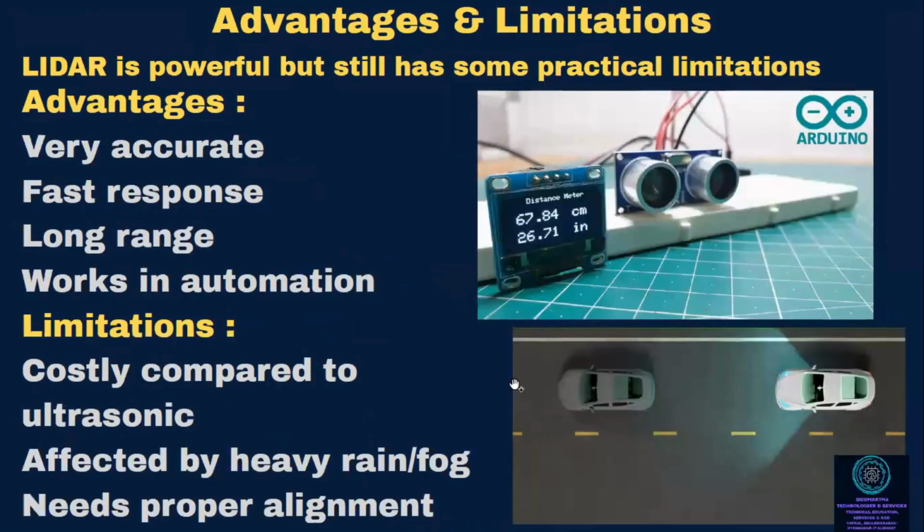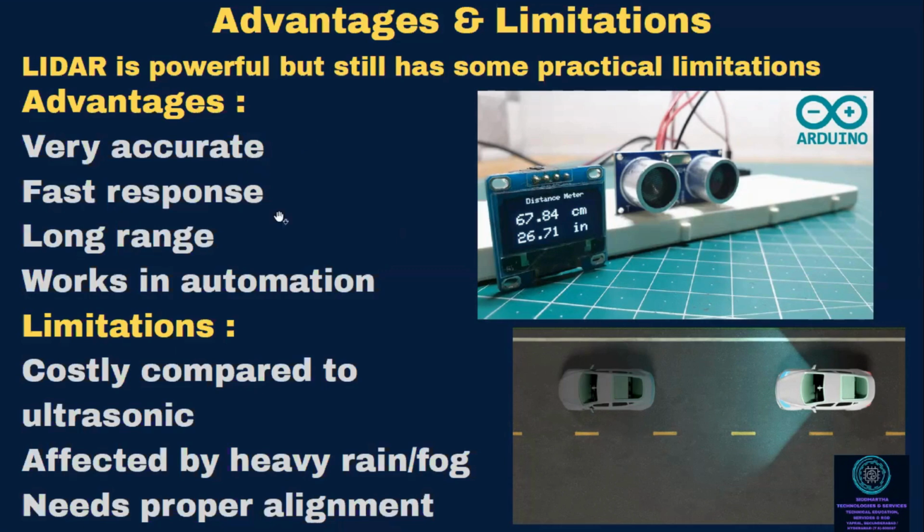Now, when we talk about this, there are advantages and also some disadvantages, so we should consider those things also. LiDAR is powerful but still has some practical limitations. Let's talk about the advantages first. Very accurate. If you compare, you can see on the right hand side there's an ultrasonic sensor, and distance is measured by the same, but the accuracy is very high with a LiDAR sensor. That's just for your understanding, so I've given you this picture.